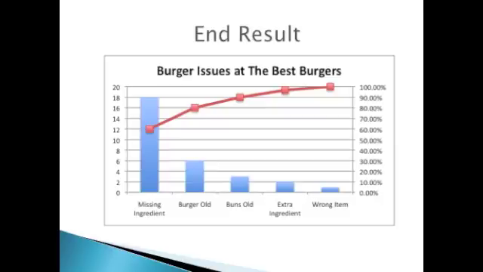So here's the end result graph in a little bit more detail. You can see all of our issues on the horizontal axis down there at the bottom. On the y-axis on the left side, you see just plain old numbers. So that's the quantity that each issue happened, the number of customers that complained. Then on the right side, you see percentage on the y-axis. This corresponds to the cumulative percent shown as the line.